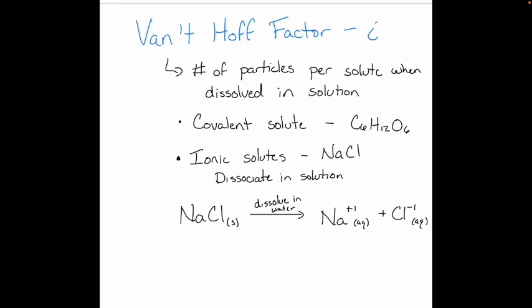Okay? So for every one sodium chloride you dissolve into water, you actually have 2 particles floating around. And these colligative properties depend only on the number of particles you have floating around in your solution. So that is what our Van't Hoff factor allows us to account for: if you take an ionic compound, it's going to break up when you dissolve it in water.